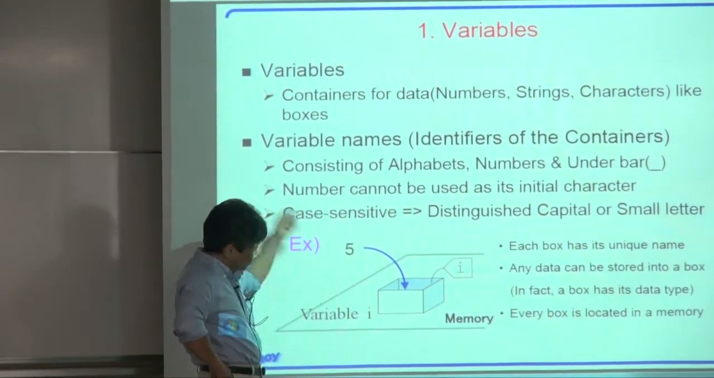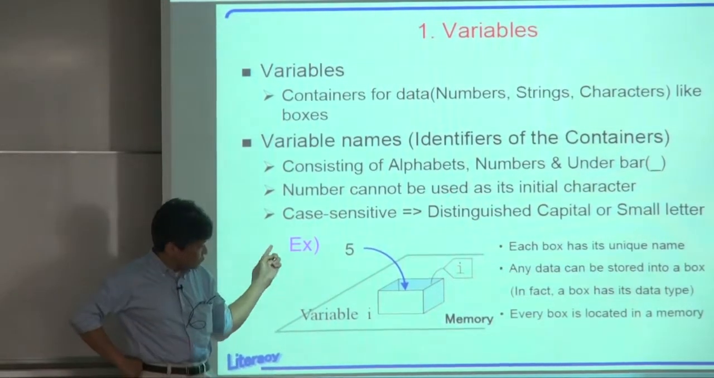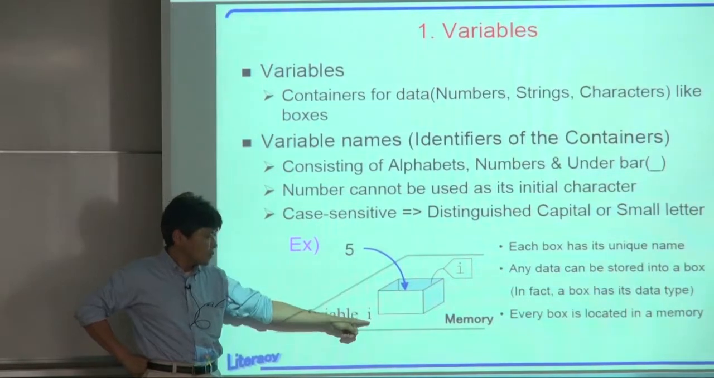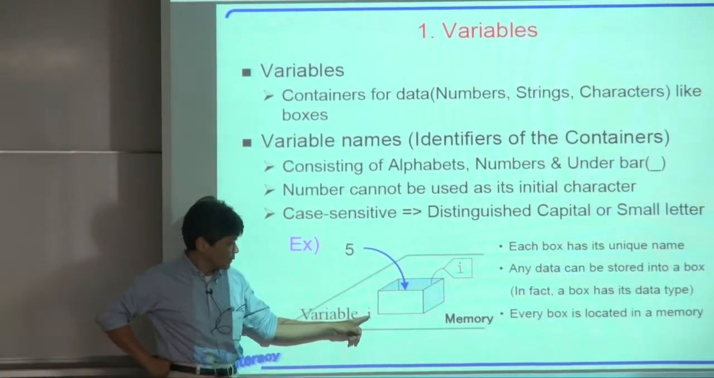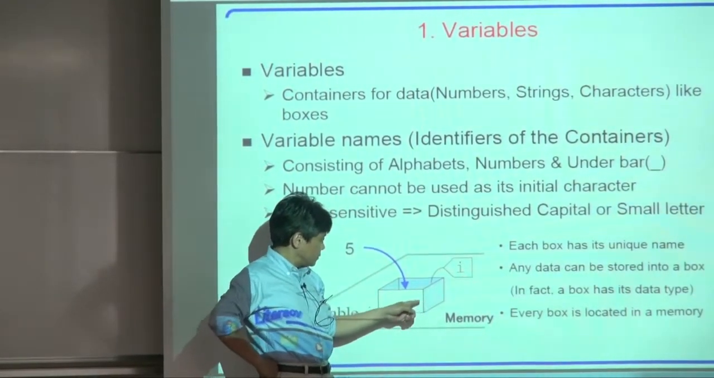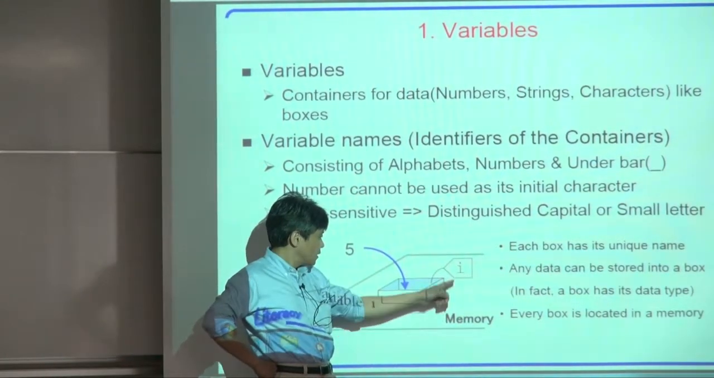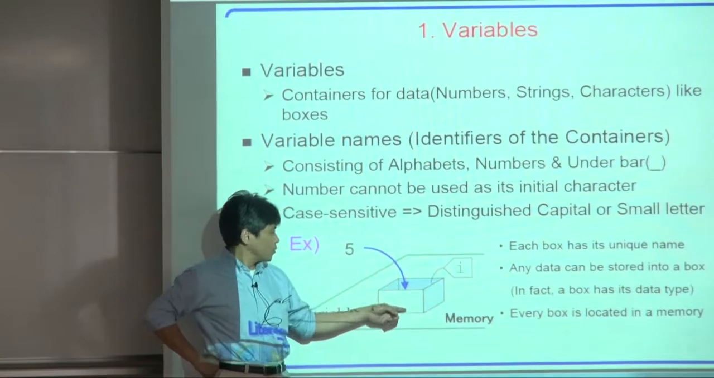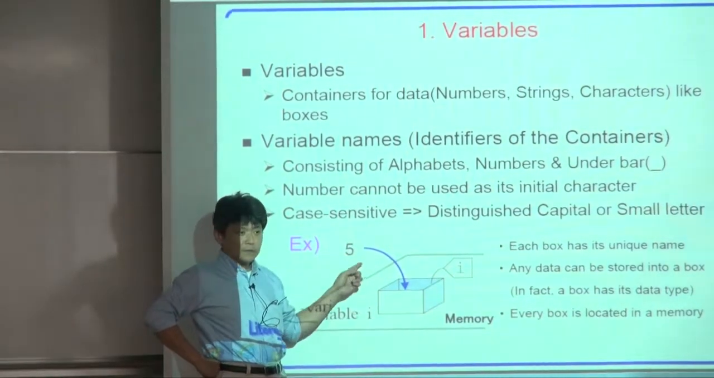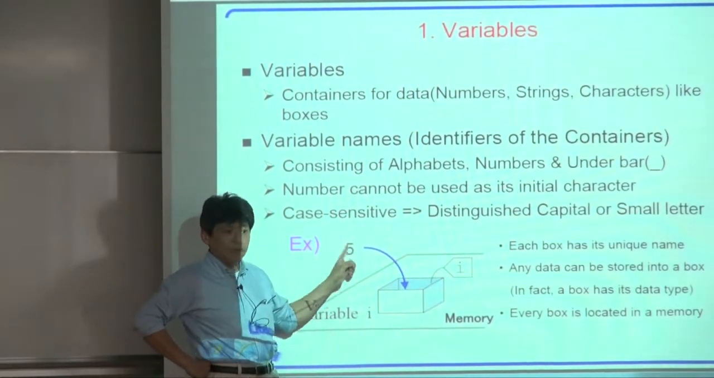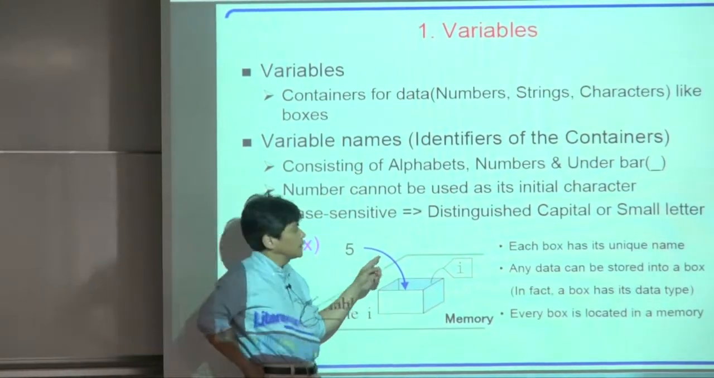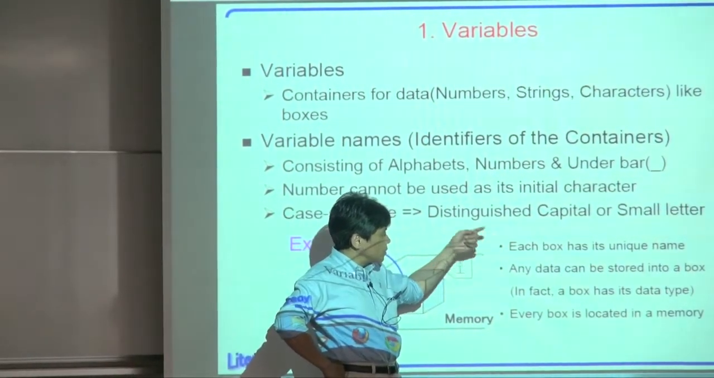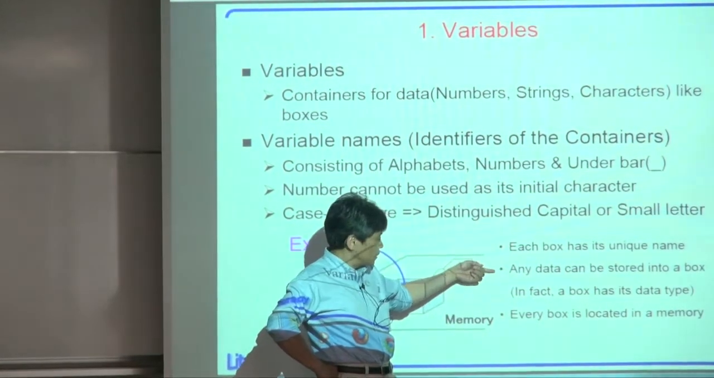So in this case, one variable is defined. The variable name is i. In the computer memory, i is treated as one box. Inside this box, you can store any values, in this case, the integer number 5. So each box has its unique name, and any data can be stored into the box.